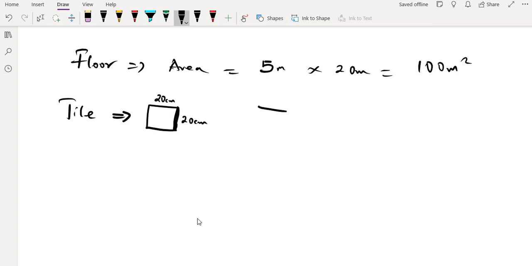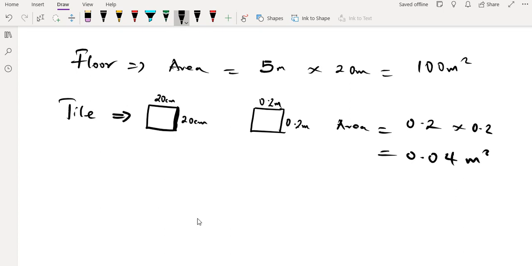Convert 20 centimeters to meters. What will it be? 0.2. Good. So it will be 0.2 meters by 0.2 meters. What is this area? 0.2 times 0.2 is 0.04 meters square. So you have a very big floor.